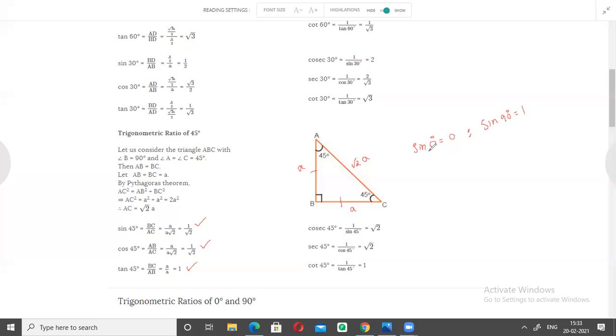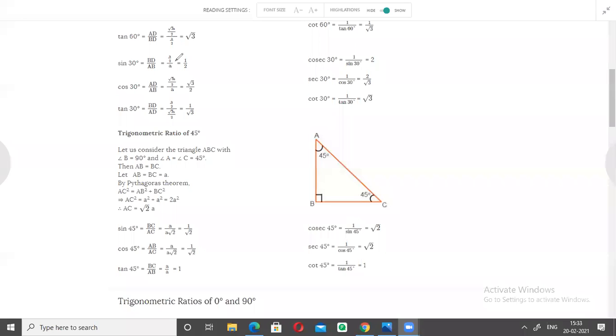So you have to remember these values. Sine 0 degree equal to 0 and sine 90 degree is equal to 1. Then cos 0 degree is equal to 1 and cos 90 degree is equal to 0. So these are the values of trigonometric ratios for the angles 0 degree, 30 degree, 45 degree, 60 degree and 90 degree. Now there is an easy method to remember these values.